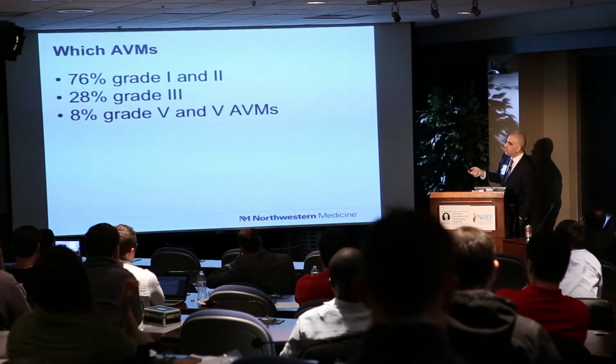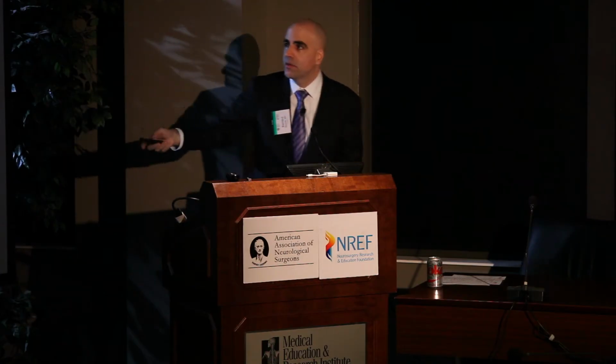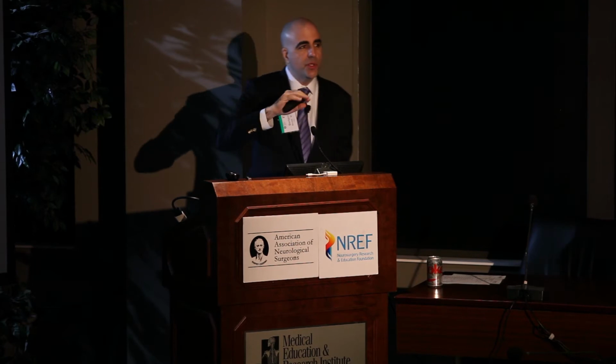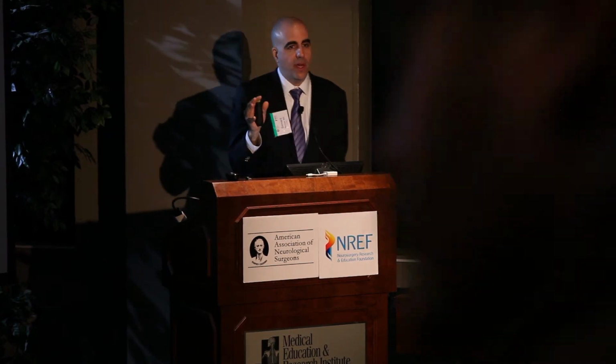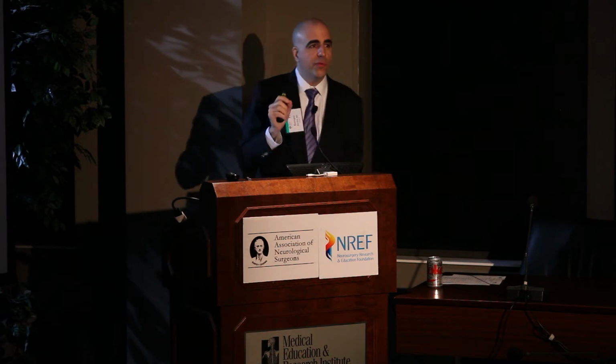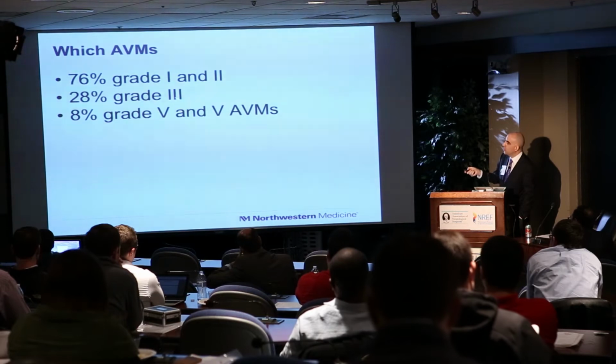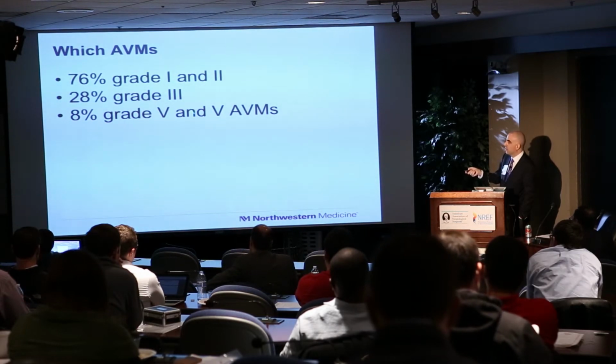And so which AVMs are we talking about in this trial? We know from Spetzler's grading scale and others that grade 1 and 2 AVMs do spectacularly well with surgery. Most of them do. There are some nuances to patient selection, but most of them do really, really well with surgical treatment. So 76% were grade 1 and 2, 28% were grade 3, and 8% were grade 4 and 5.